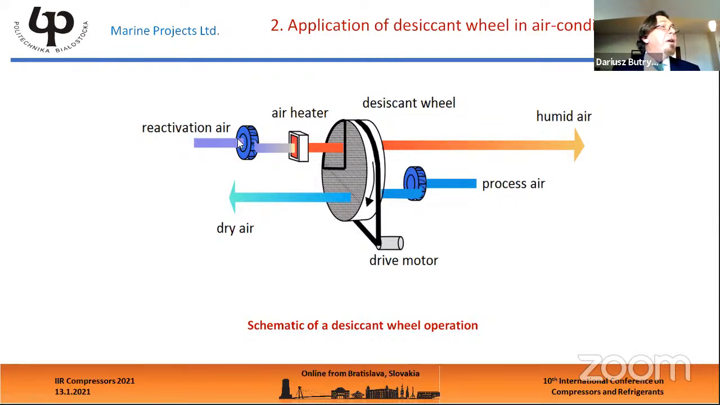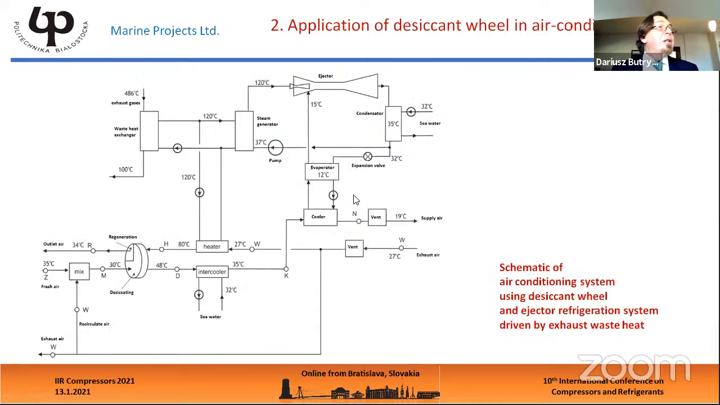And if you have the exhaust air, it is heated up and it causes dry out of this section. And if this section is dry out, you can just dry out this process air in a wheel. So this is in fact the picture which shows us the ejection refrigeration system, which takes the waste heat in this heat exchanger.